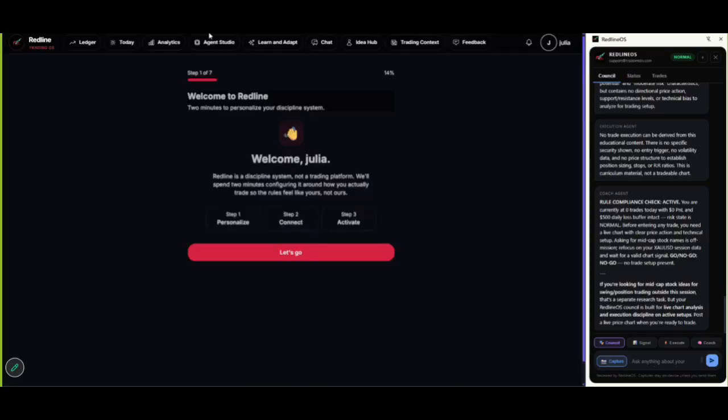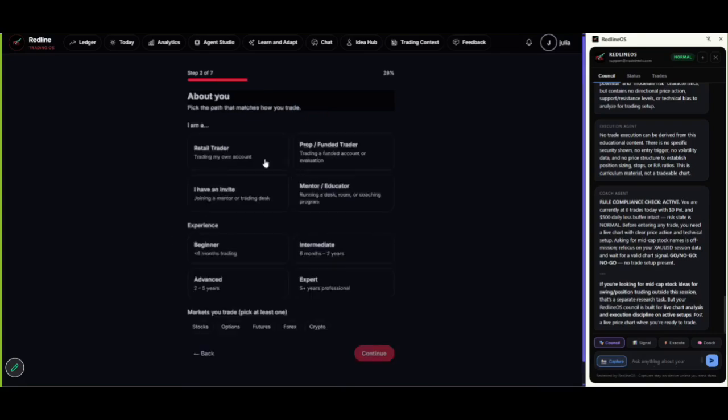So, for example, let's see. This is Trade Intellect's Redline, where you can actually set up your rules. You download Redline, you can set up, for example, let's just set it up real quick. I'm a retail trader. I've been trading for 4 years now, so I'm an advanced retail trader. I trade stocks, I trade options, I trade futures, and I'm going to go to the next one.